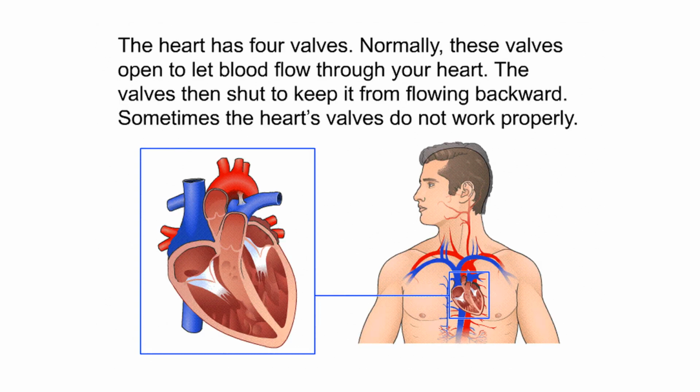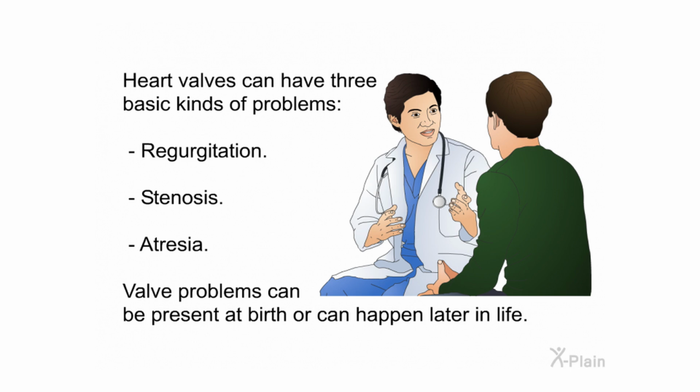Summary. The heart has 4 valves. Normally, these valves open to let blood flow through your heart. The valves then shut to keep it from flowing backward. Sometimes the heart's valves do not work properly. Heart valves can have 3 basic kinds of problems: regurgitation, stenosis, atresia. Valve problems can be present at birth or can happen later in life.